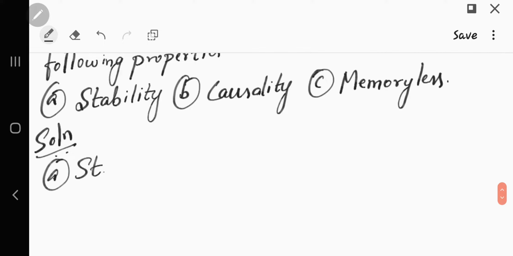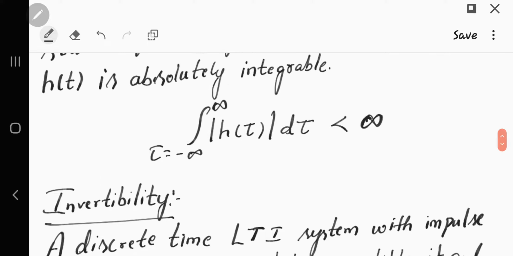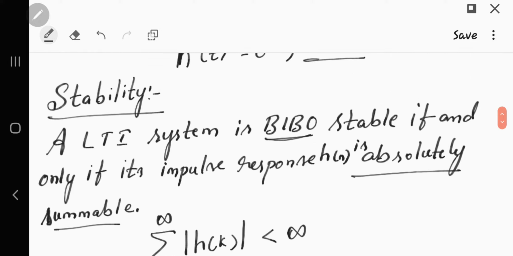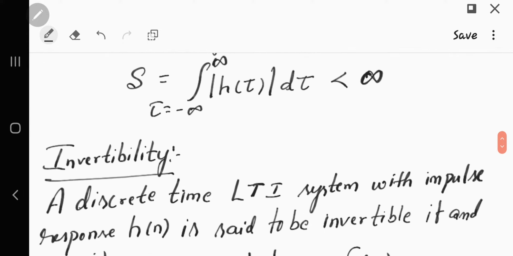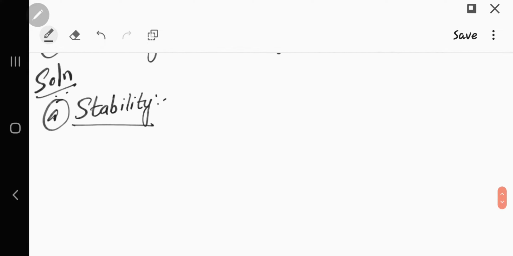First, we'll start with the stability property. The definition of stability is, since it is a discrete time system, if the impulse response is absolutely summable, then only the system is said to be stable. Let's mention this S, which represents the stability property that we are verifying, and I will use the same here.